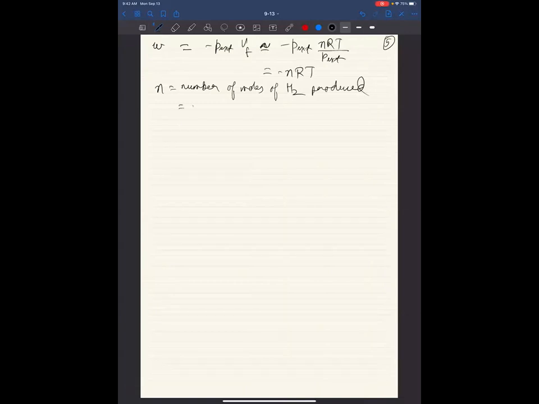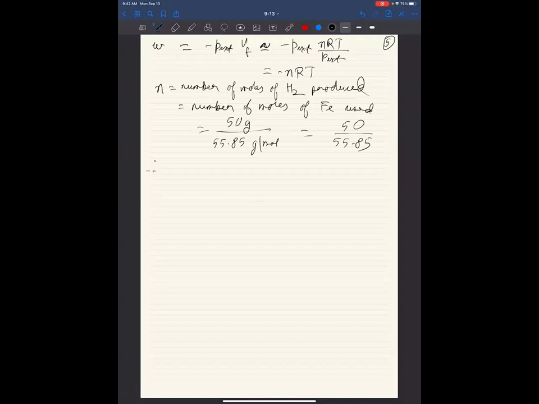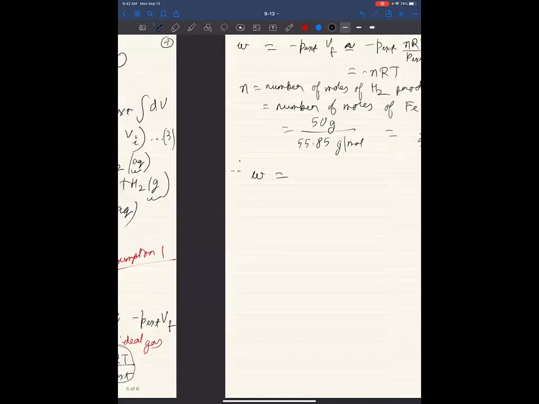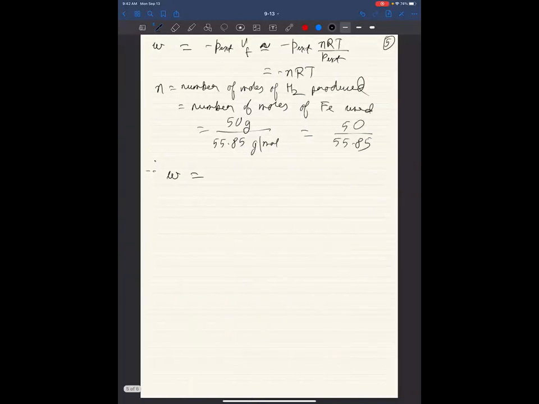This is the number of moles of iron used, and 50 grams of iron means 50 grams divided by 55.85. That's the molar weight. So we get 50 divided by 55.85. You can calculate the precise number. It's something smaller than 1. That's the number of moles of hydrogen you produce. Now we can finally calculate our W, and let's call this equation number 4.